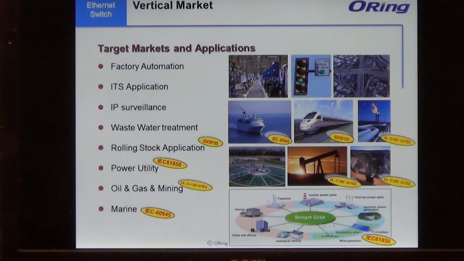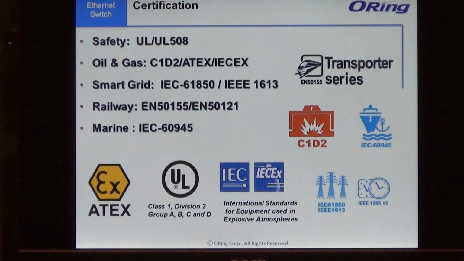In the vertical market of Orin industrial products, because we have passed rolling stock, marine, power utility and C1D2, Orin Ethernet switches can be used in various applications such as factory automation, ITS, IP surveillance, water treatment, or rolling stock applications. The certifications we have passed are UL 508, C1D2, ATEX, IEC 62439, and for power utility IEC 61850, and also the railway and marine certifications.